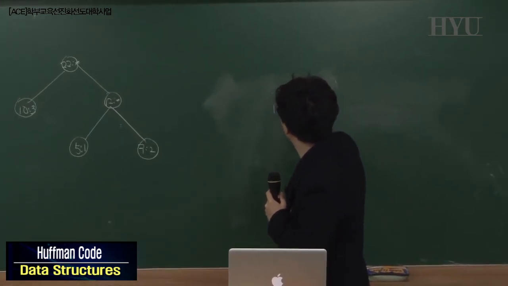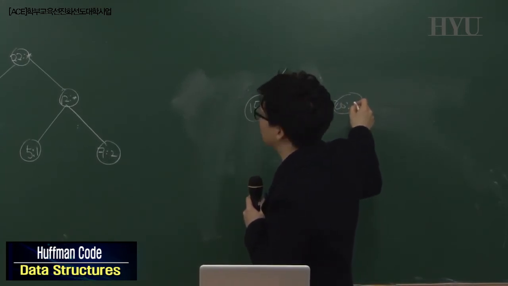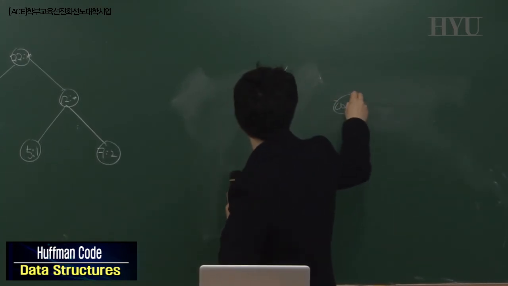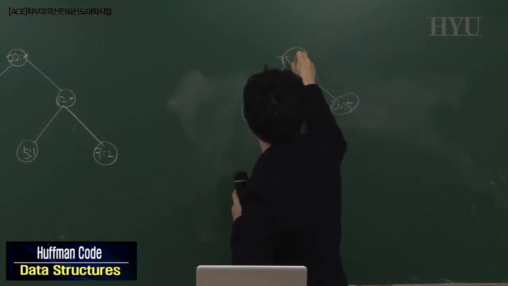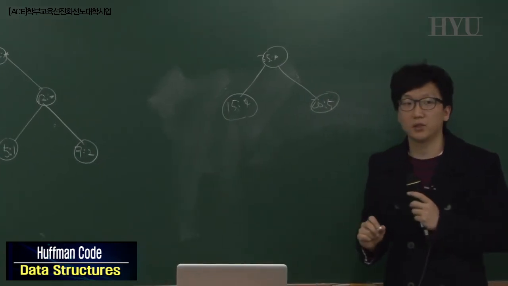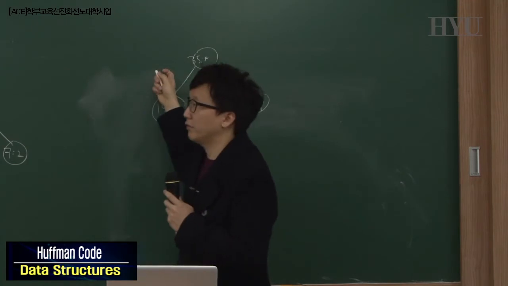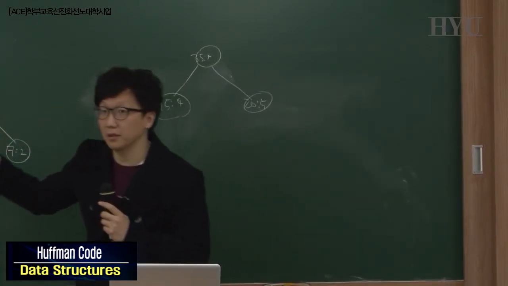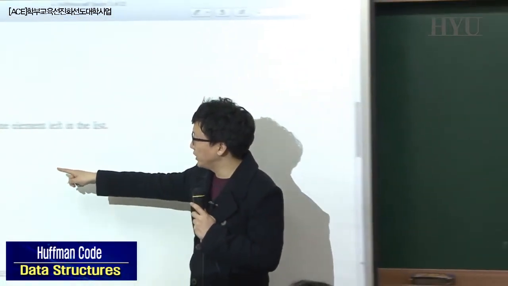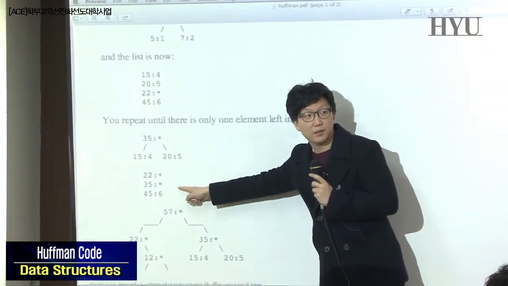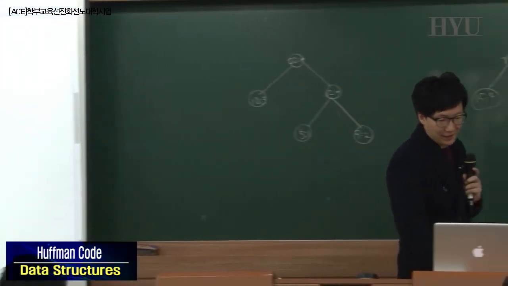15 is 4. What is the value for 20? 15 plus 20 is 35. Right? Yeah. And now I have 22, 35, and 45, probably the last one. So I select the lowest, 22 and 35, and create a new node.